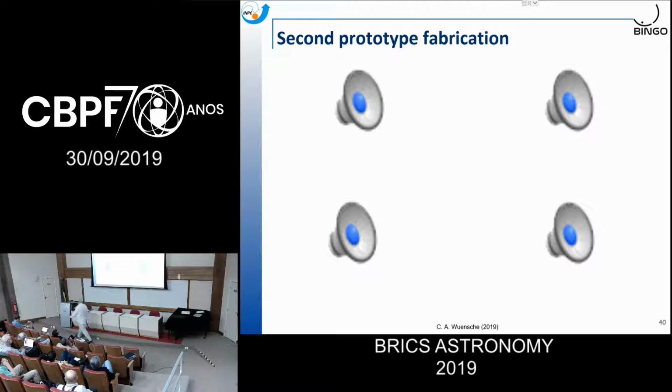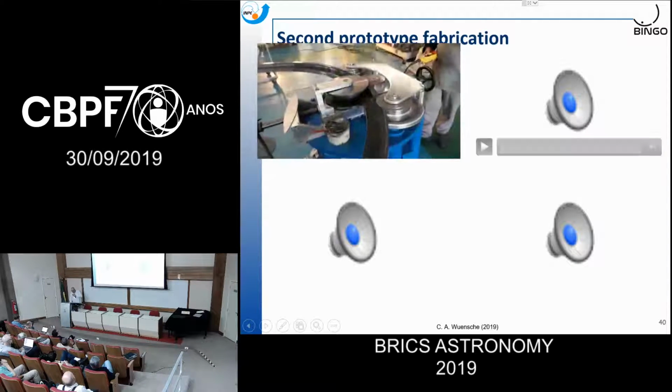There are four very quick movies on the horn fabrication. Let's see how it works. I'll have them all together.